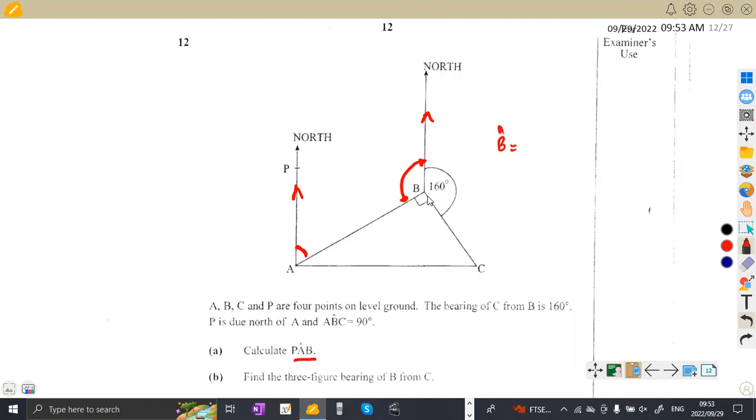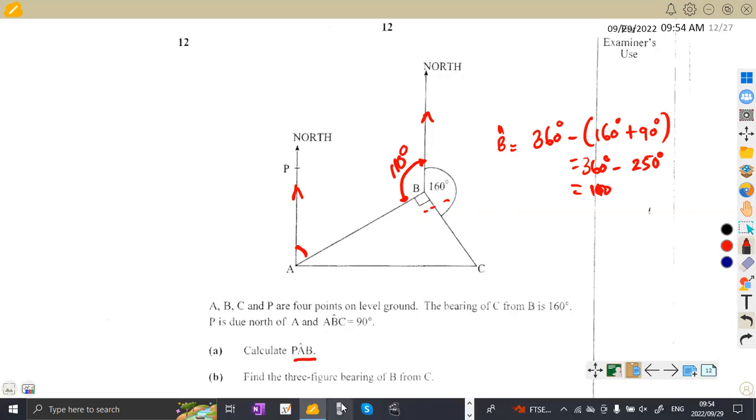The angle at B, we can simply use the concept that angles at a point add up to 360 degrees. So I'm going to subtract these two angles from 360 degrees, which means subtracting 160 plus 90 degrees. 160 plus 90 is 250, so 360 minus 250 is actually 110 degrees. So this is going to be 110 degrees.